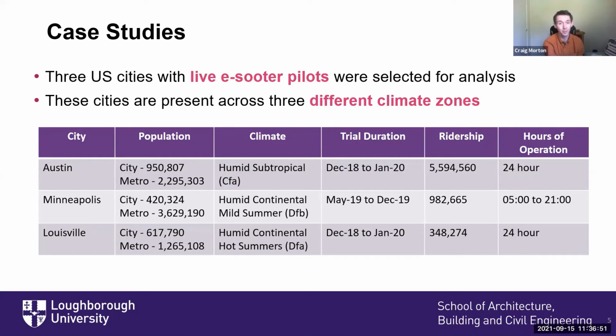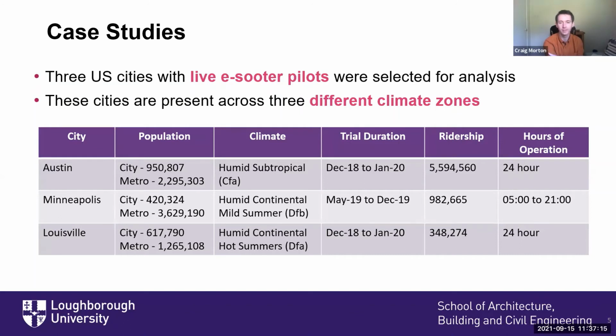For ridership, Austin's the biggest scheme by far. 5.5 million rides have been observed on that trial, whereas Minneapolis and Louisville are much smaller in terms of their ridership. The only other thing to mention on this table is on the far right-hand side. So Austin and Louisville, they had 24-hour operation of their trial. So e-scooters could be hired at any hour of the day.